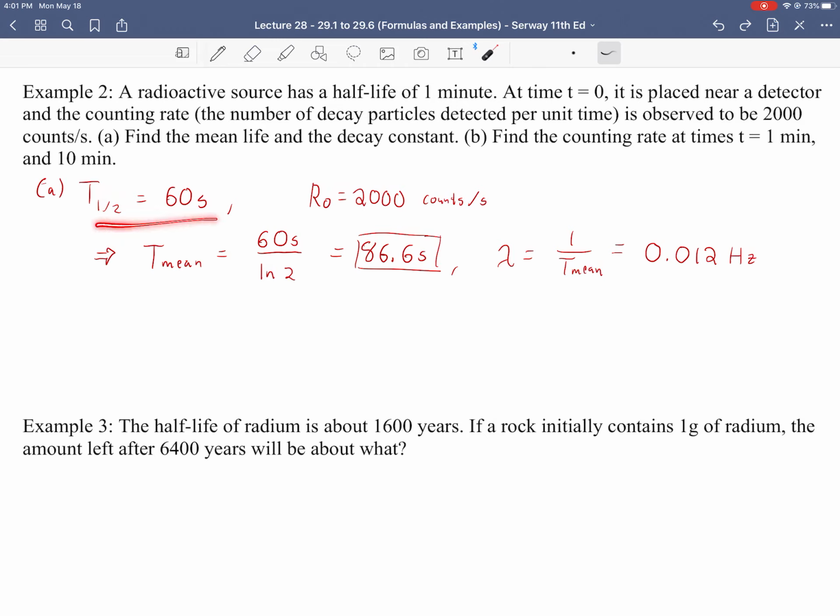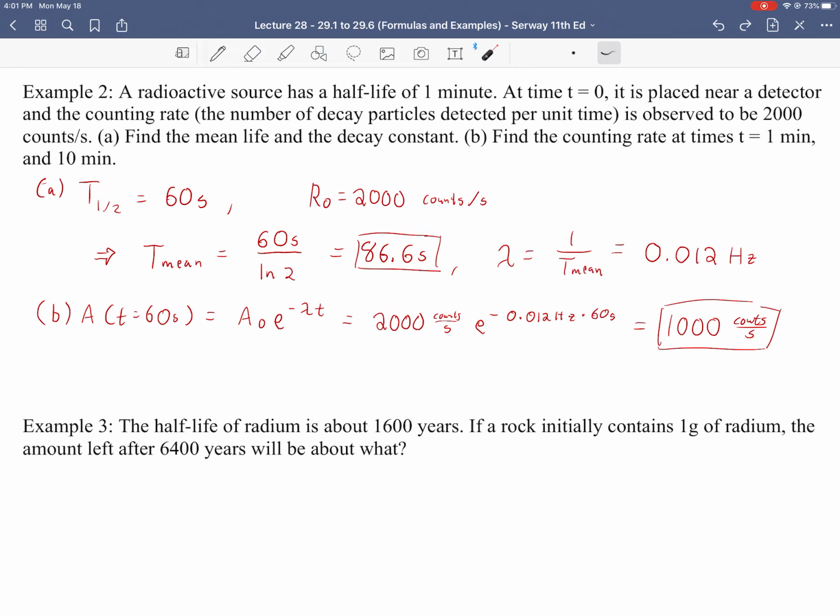Okay, so since we know the half-life, we can easily find the mean life, which we were asked for, and it's just 86.6 seconds. That makes sense, right? Because it's just a little bit larger. And then we can also easily find our decay constant, and it's 0.012 hertz. In this case, it's a relatively large number because our half-life is quite small. This isn't a half-life of thousands or millions of years, which, of course, would make the frequency much, much smaller.